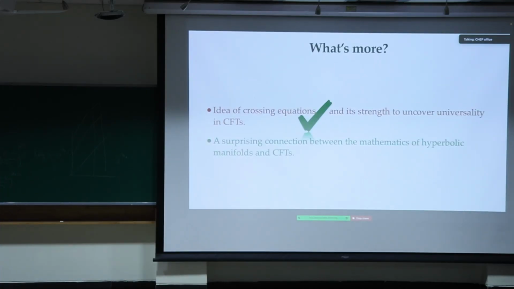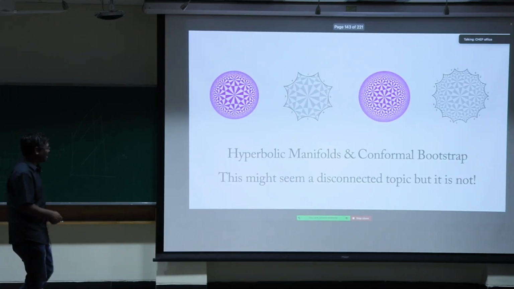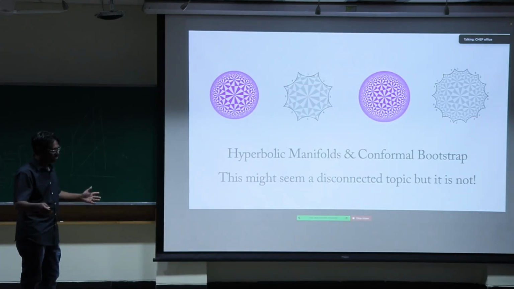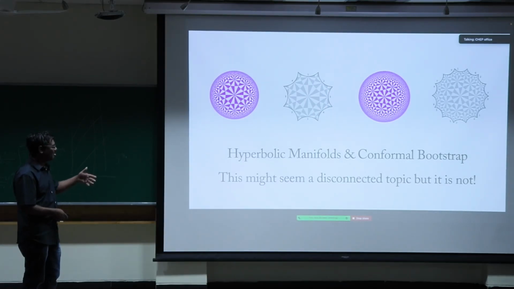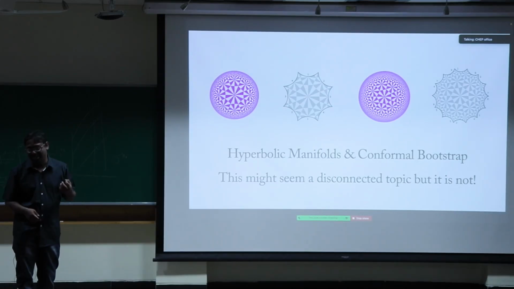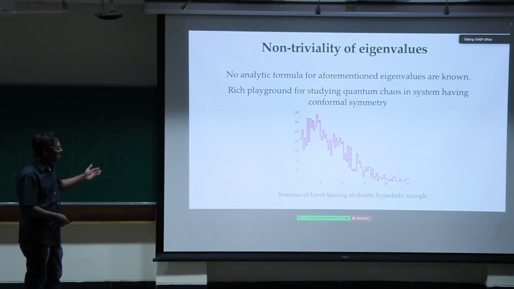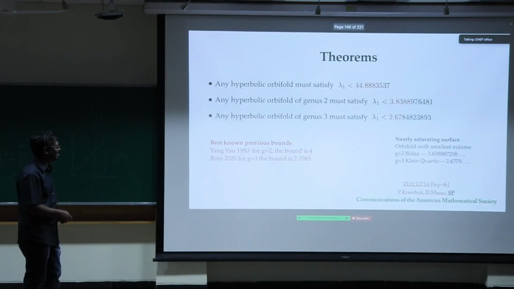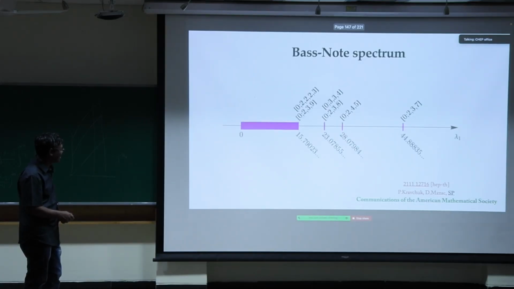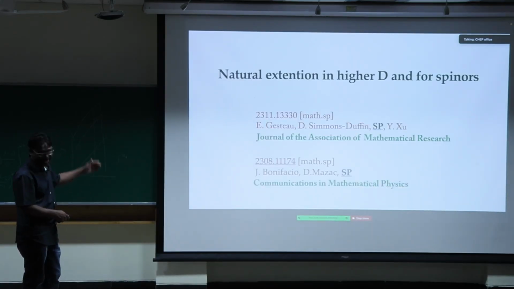I have told you about this, and in the final minute I wanted to spend some time on hyperbolic manifolds and CFTs, but I can probably postpone it for tomorrow. The main punchline, as I was saying, is that you can prove results about the Laplacian spectrum on these manifolds. This might seem a disconnected topic, but it is actually not. They are related because the isometry group of the hyperbolic manifold is SO(1,D), which is the Euclidean conformal group. And these are also chaotic models, so these are models where you have quantum chaos with conformal symmetry. So you can prove a bunch of results. I'm not going into details now.